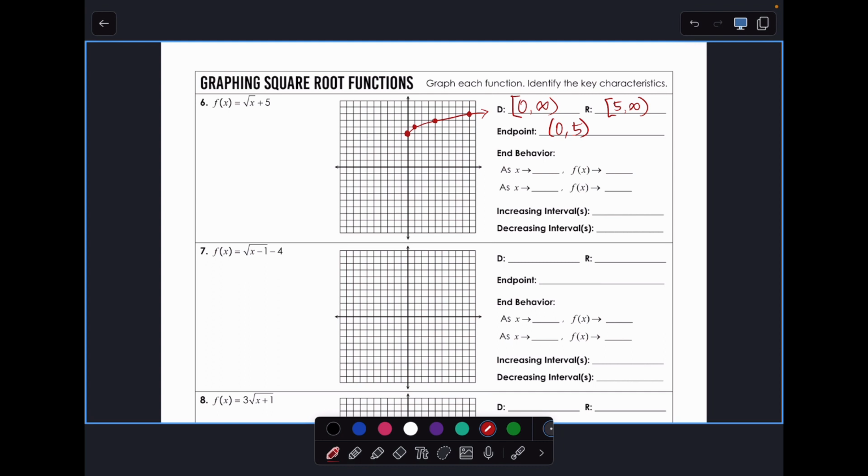Here we go. End behavior. If I approach x in the positive infinity direction, if I approach towards the right from the origin, what's happening? 0 to infinity. Y values are going upward forever and ever. Yes? So positive infinity, positive infinity. Now, if I go the other way, in the opposite direction, instead of right, I'm going left. What's happening? X is approaching 0.